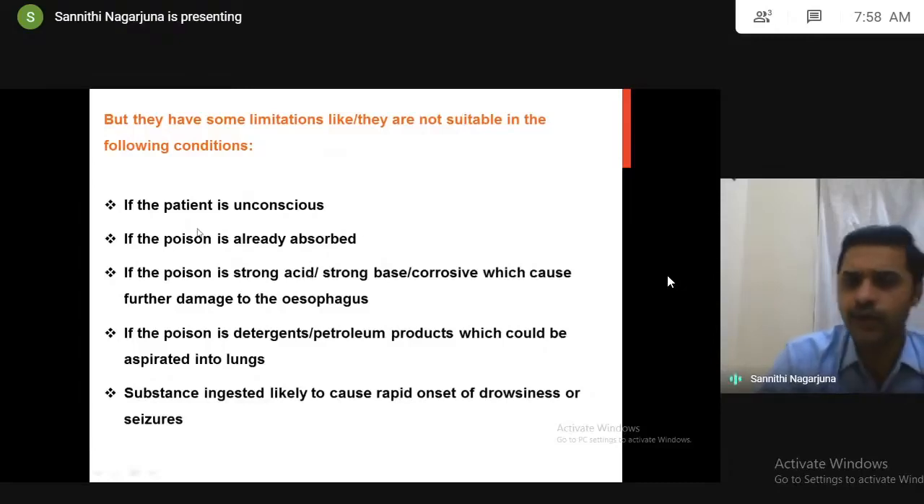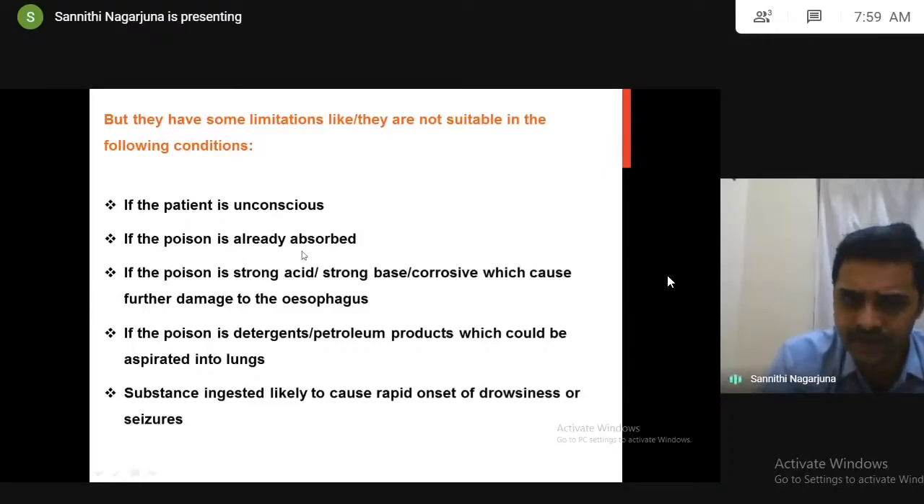Next is what? If the poison is a strong acid, strong base, or corrosive, because if you use emetics for this type, it will cause severe damage to the esophagus. Next is if the poison is detergents or petroleum products, because it will aspirate into the lungs. And finally, if the poison ingested is likely to cause rapid onset of drowsiness or seizures. So in all these specific conditions, we are not going to use emetics for the treatment of poisoning.